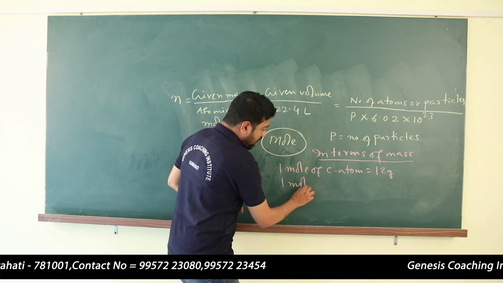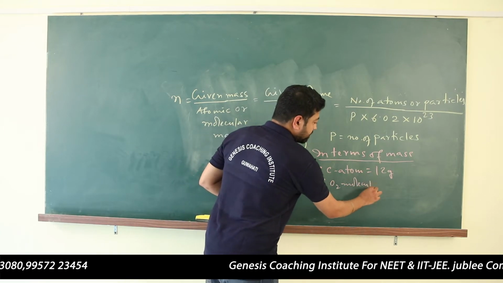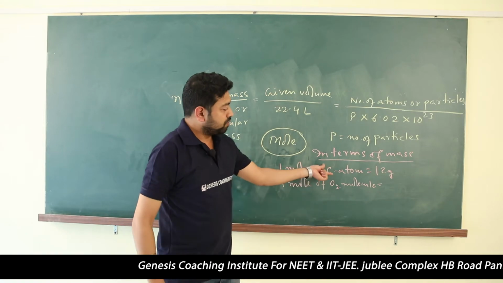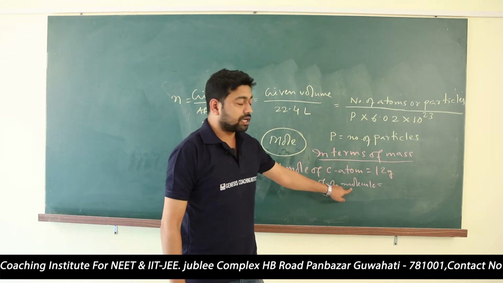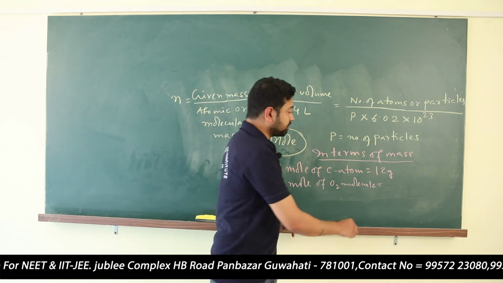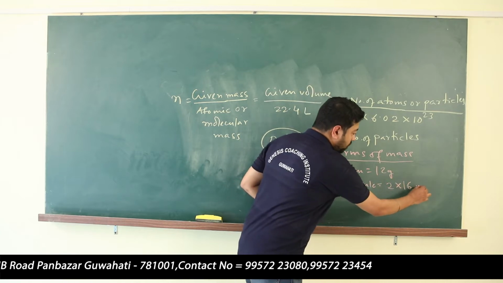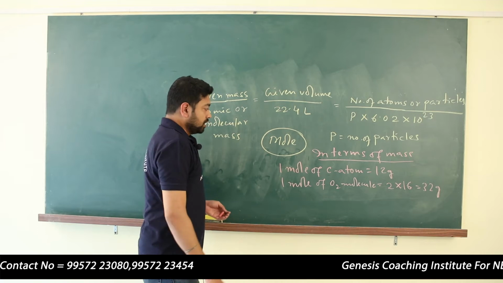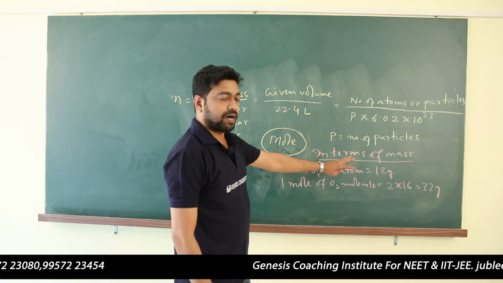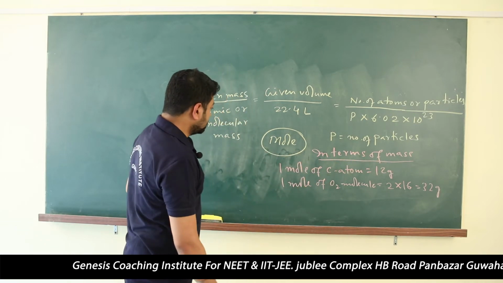If we take 1 mole of oxygen molecule, see here, firstly we were dealing with the atom, atomic mass. It is the molecule now, so it is molecular mass, which is 2 into atomic mass of oxygen, which is 32 gram. So this is the first definition of mole in terms of mass.